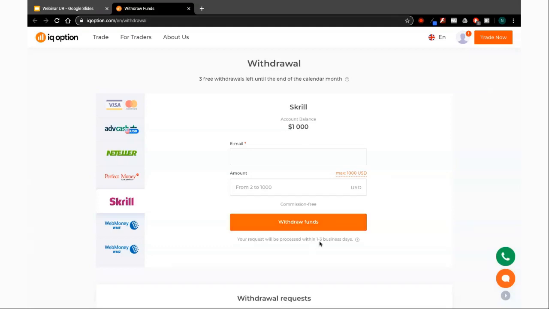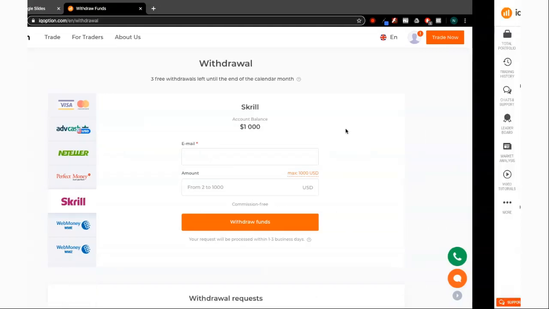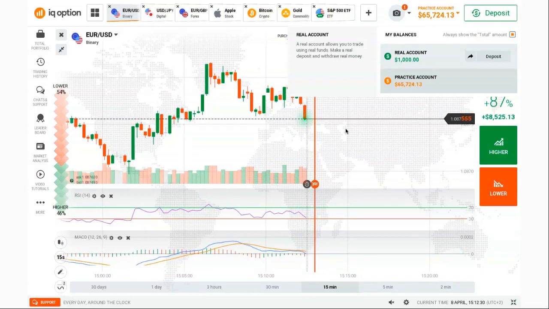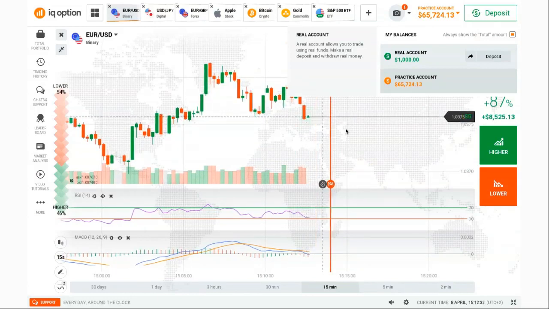It says 1 to 3 days, reason being because we don't control the speed of other payment aggregators, okay? It's something which they have to process. It might take 1 day, it could take half a day, but that's a buffer, okay? So no need to panic. Now, this is the fun part, getting back to the platform without scrolling through 1,000 pages. Here we are. So that is how you deposit, and that is how you withdraw.